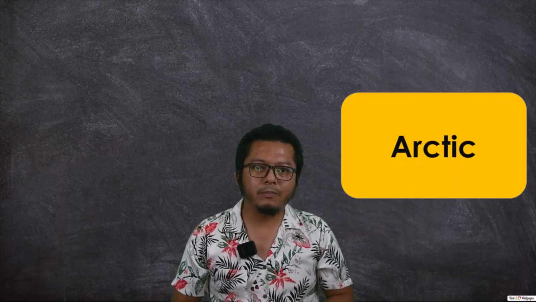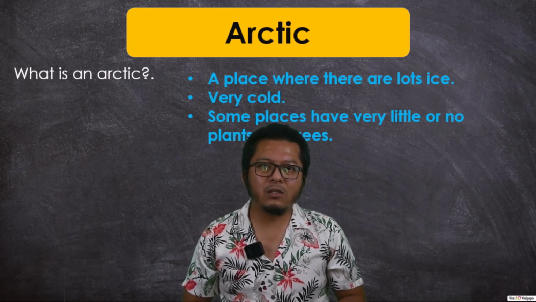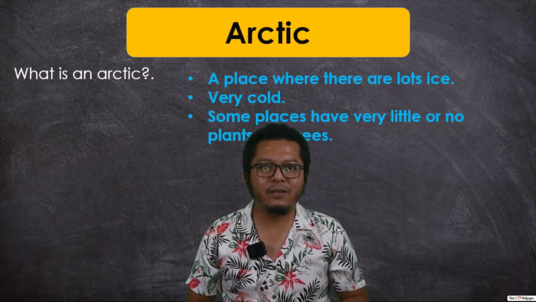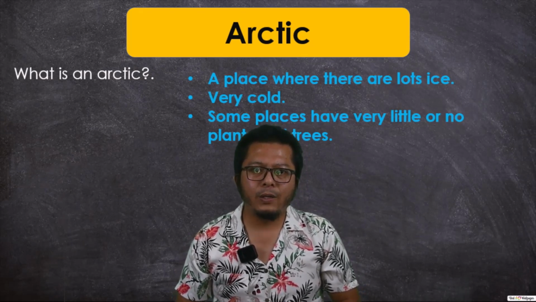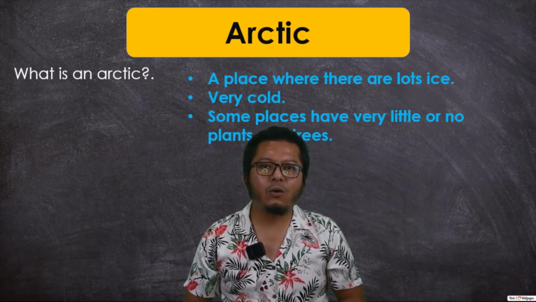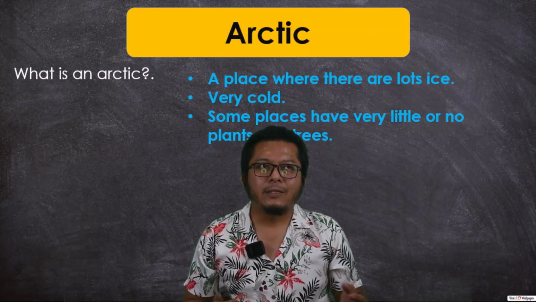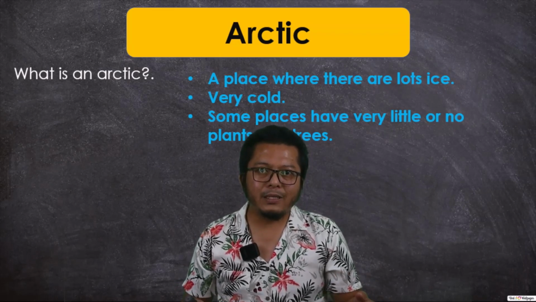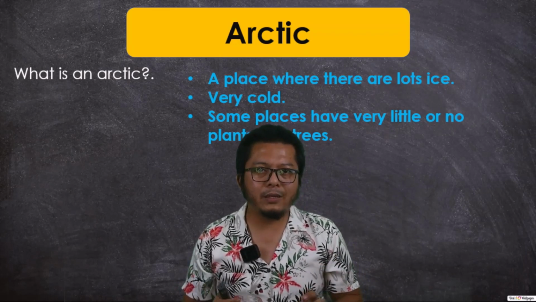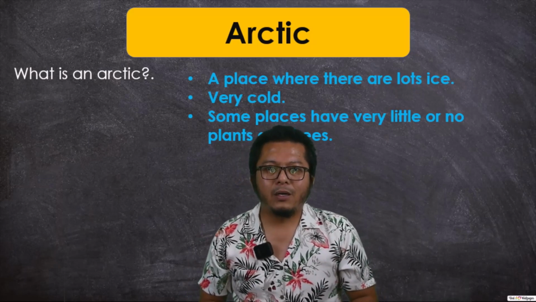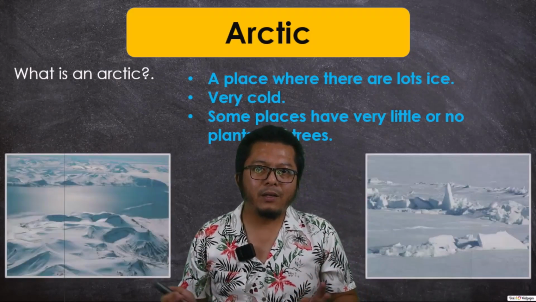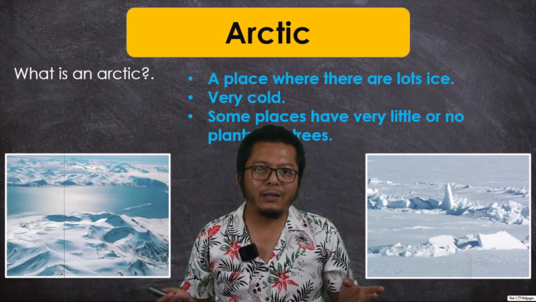Now, next habitat would be Arctic. What is Arctic? What is in Arctic? In Arctic is a place where there's lots of ice. The place is covered in ice. It is very cold. Some places have very little or no plants and trees. In some places, of course there are trees. Some places which is a bit warmer, masih Arctic but a bit warmer. But in the middle of the Arctic, there are no plants or trees like these places.